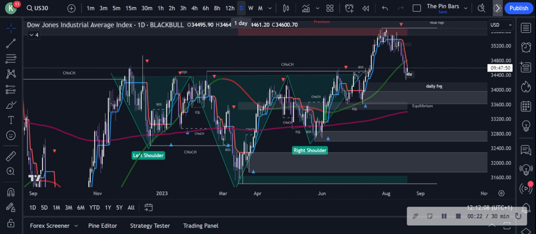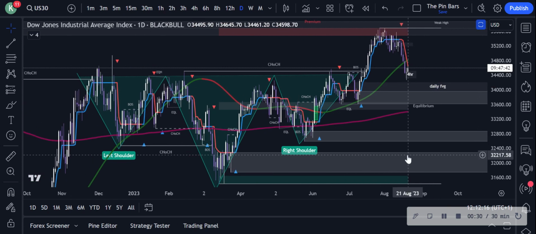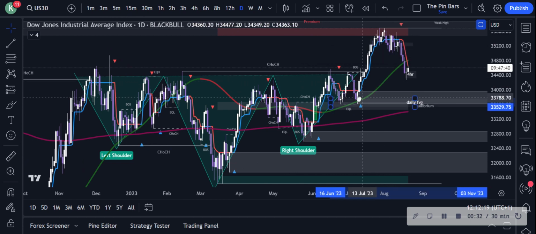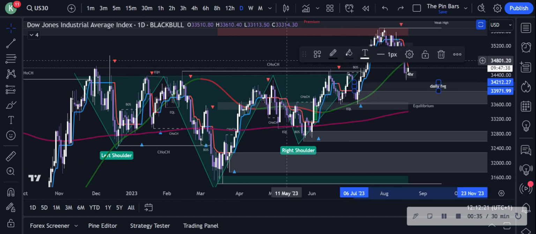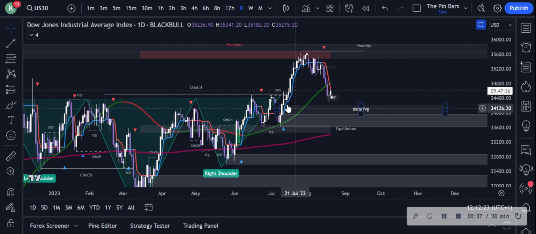And if you can see on a daily, there is an inverted head and shoulders pattern, which I have already drawn out for you guys to see. And then what price did was it broke to the upside. Can you guys see that? And then what was interesting?